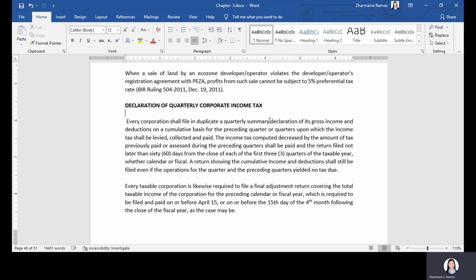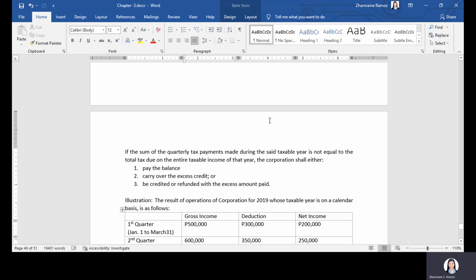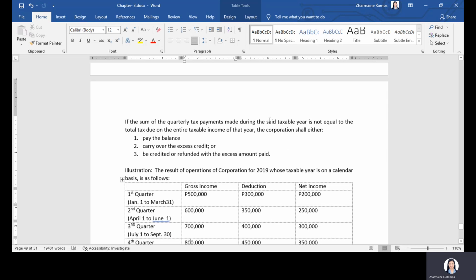So if the sum of the quarterly tax payments made during the taxable year, kunwari hindi siya equal dun sa na-compute mo, kung kulang, syempre babayaran mo yung balanse. Pag sobra naman siya, pwede mo siyang dalhin sa susunod na quarter or sa susunod na taon para maibawas siya sa bayarin mo kasi nakapag-advance ka na ng payment. Or, pwede mo naman siyang i-refund sa excess amount. Although, sa totoong buhay, matagal ang refund. So, ang ginagawa na lang, dahil may babayaran ka pa rin naman sa susunod na taon, i-carry over mo na lang siya. So, ito yung illustration.